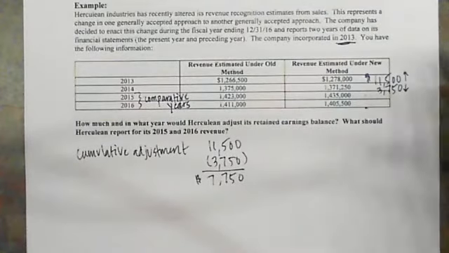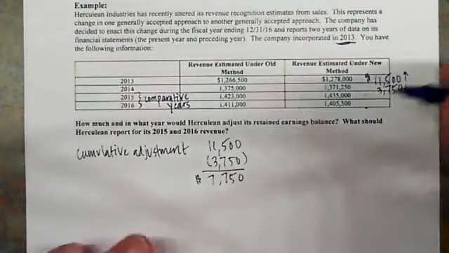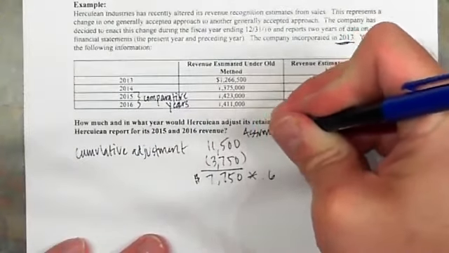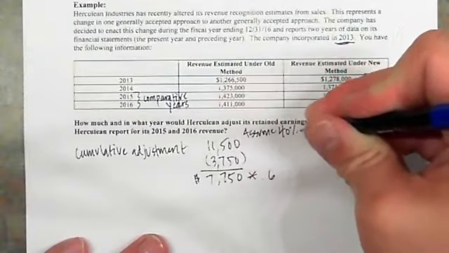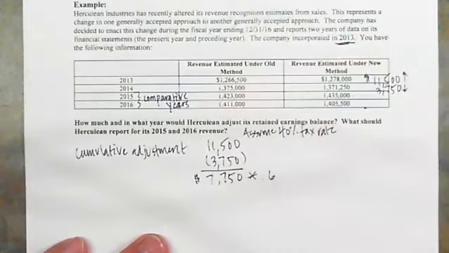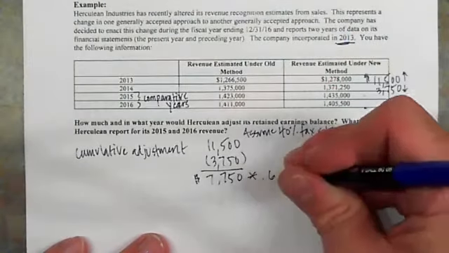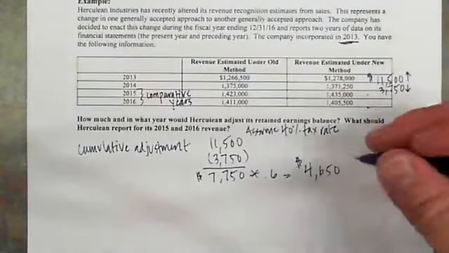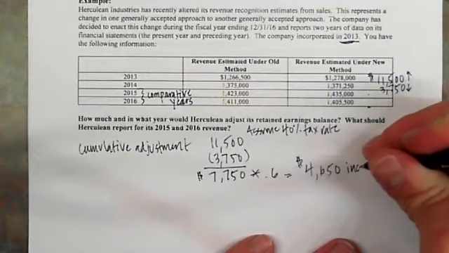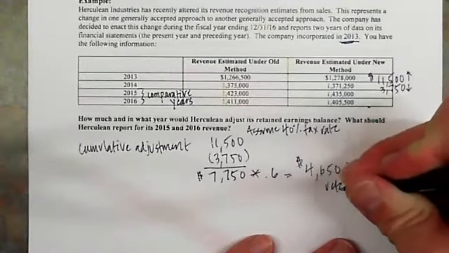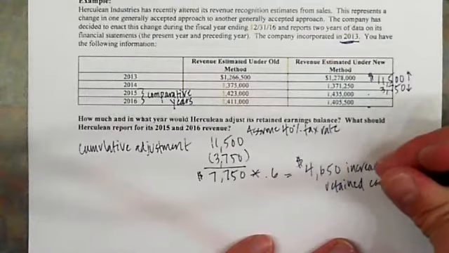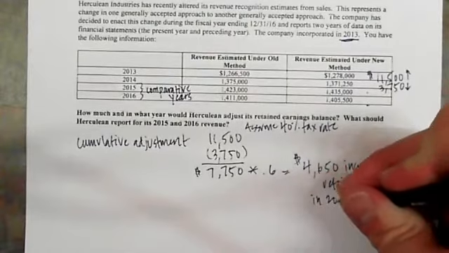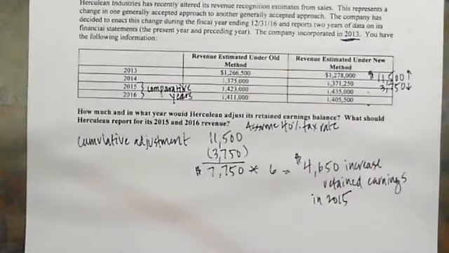Now notice, this isn't net of tax. And so again, we'd have to net tax. And again, assume a 40% tax rate, which means that the after-tax rate is 60%. So after I adjust for that, that means that I would adjust it by $4,650. I would increase retained earnings. And I would do that in 2015 because it's the first comparative year.